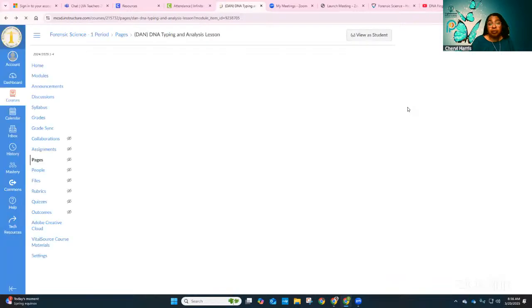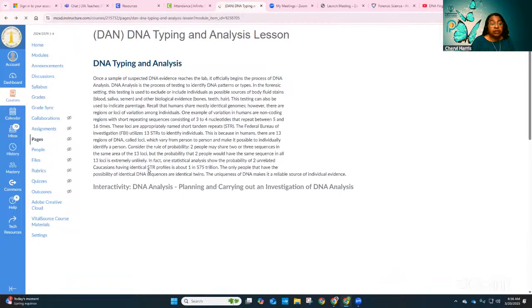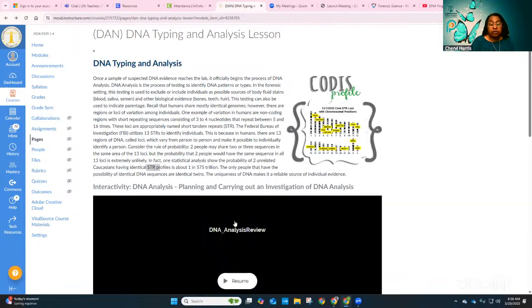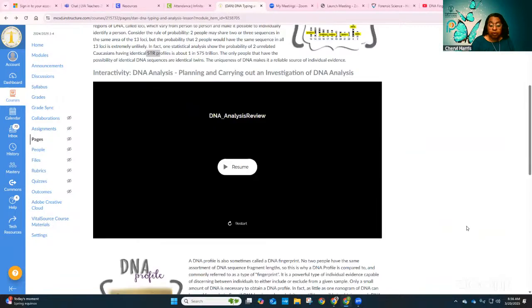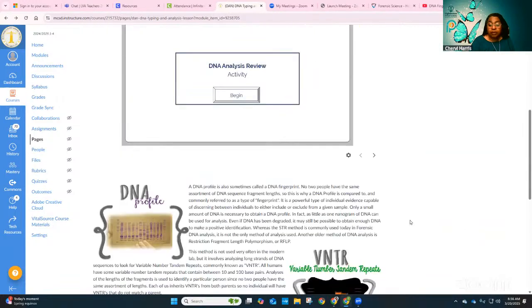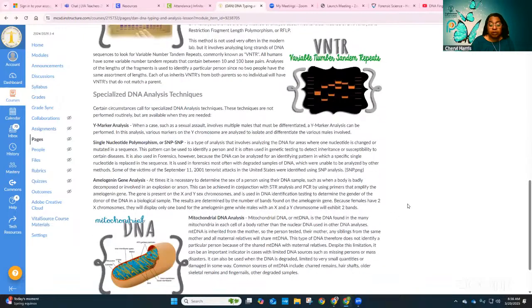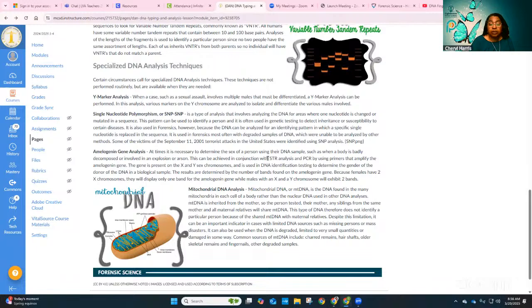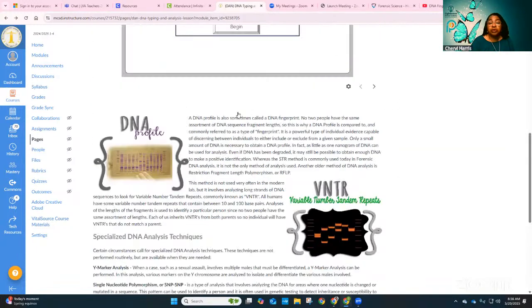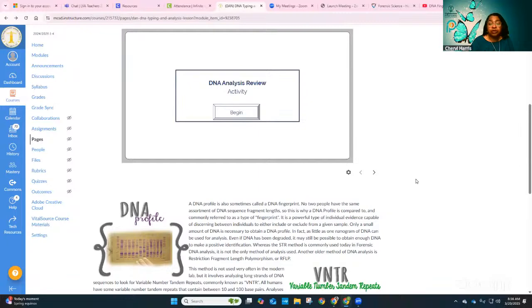And make sure you read that page again. Notice he mentioned stuff like STR. He mentioned VNTR. So please take a look at those. I am going to ask you what those mean. Make sure you go through. Actually, let's look at this together.